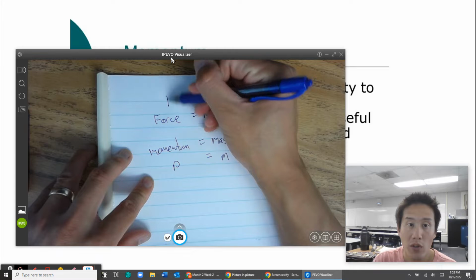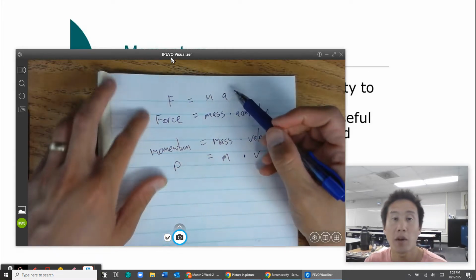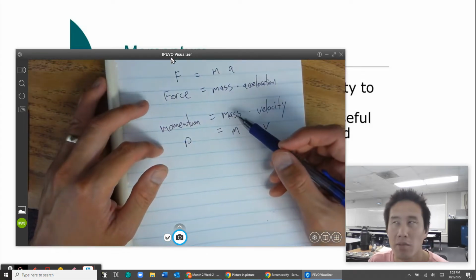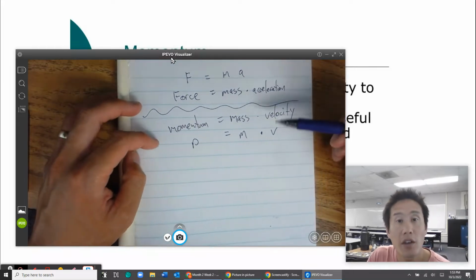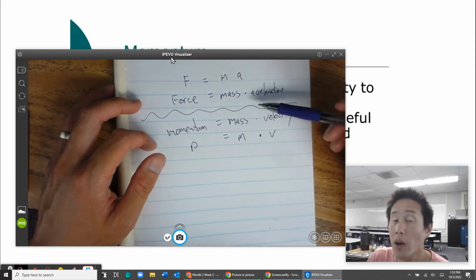And if you remember, force is F equals ma. It's one of the most fundamental things that you'll learn in physics. Momentum is not looked at as quite as foundational, but it actually is as important as force. We just talk about force quite a bit more.